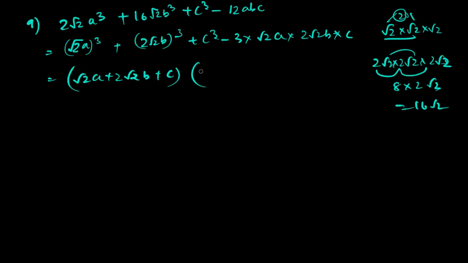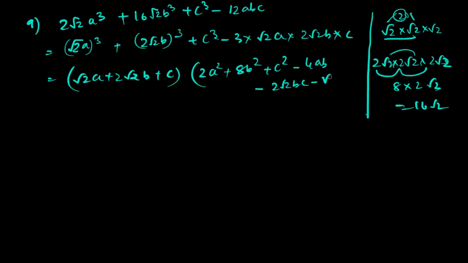So obviously 2a square, 4 to the 8b square plus c square, minus ab. So 2 root 2 and that, so 2 into 2, 4ab minus 4ab, minus bc. b into c, so minus 2 root 2 bc minus ac root 2 ac. So that's the question number 9.